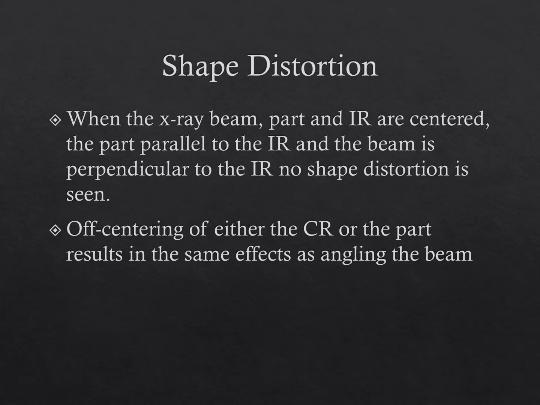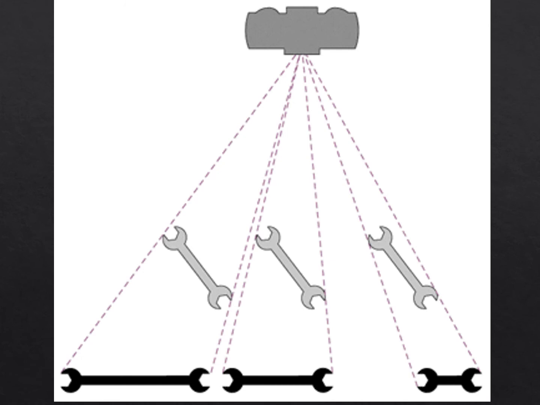So let's start with shape distortion. So when the X-ray beam, part, and image receptor are centered with the part parallel to the image receptor and the beam perpendicular to the image receptor, there should be no shape distortion at all. Off-centering of either the central ray or the part can result in the same effects as if you were angling the beam. So you could have some shape distortion just by off-centering the part or the beam.